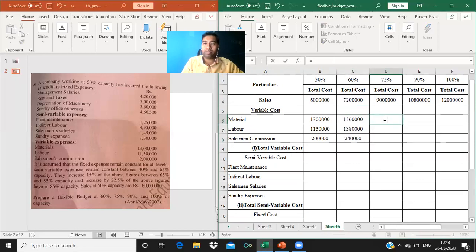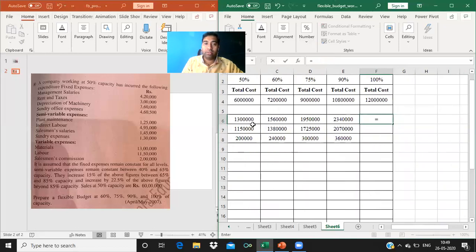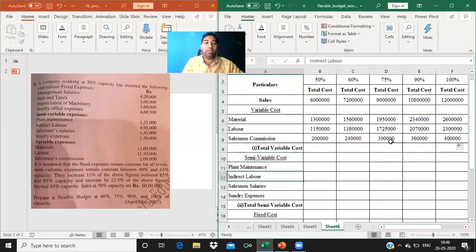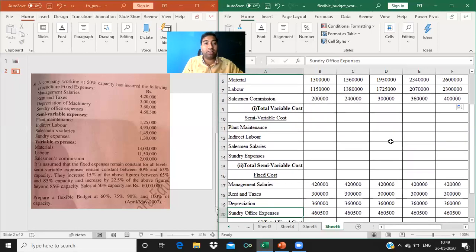Next one, 13 lakh divided by 50 into 75. For 90% activity, it will be 13 lakhs divided by 50 into 90. Last one, 13 lakh divided by 50 into 100. Now we are done with the variable cost. The important part in this problem is calculating the semi-variable cost.